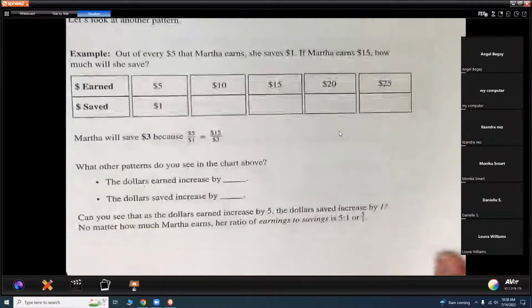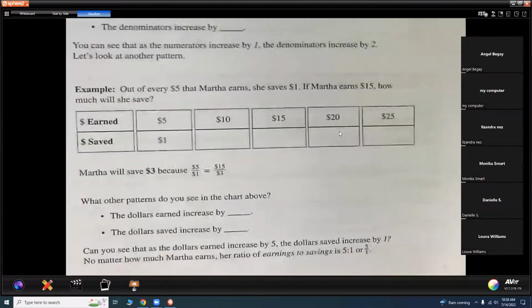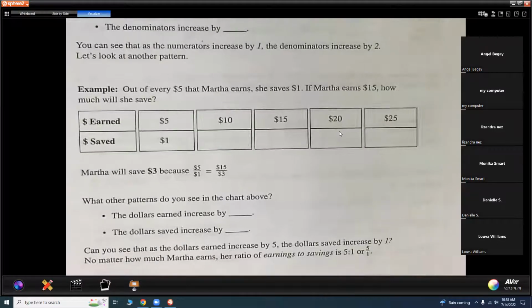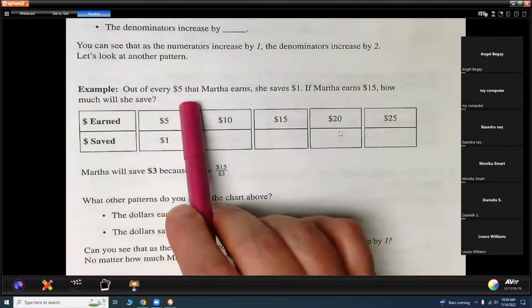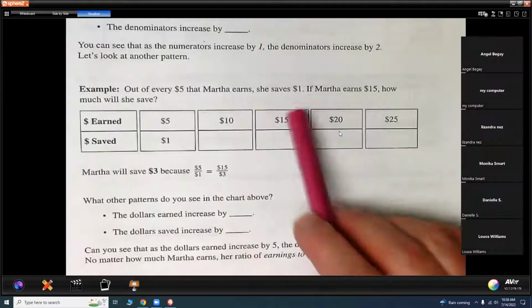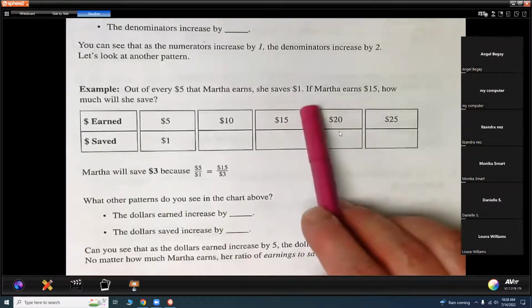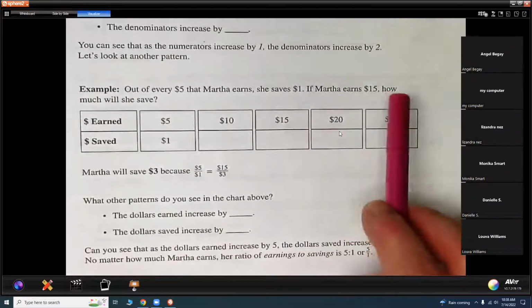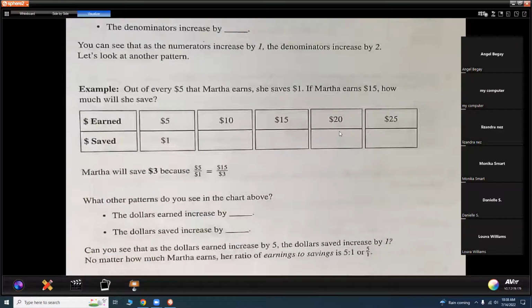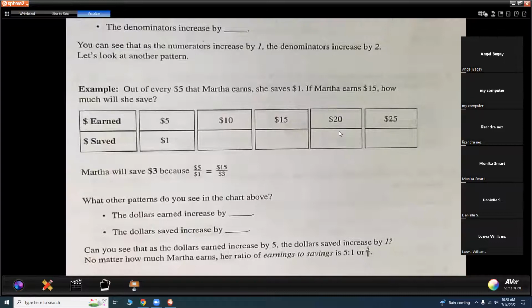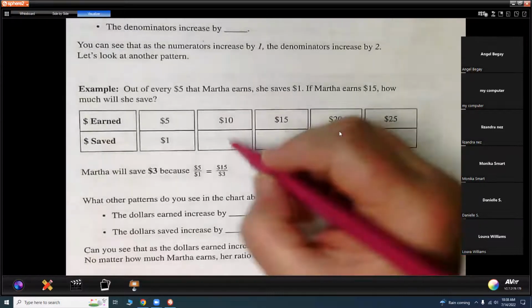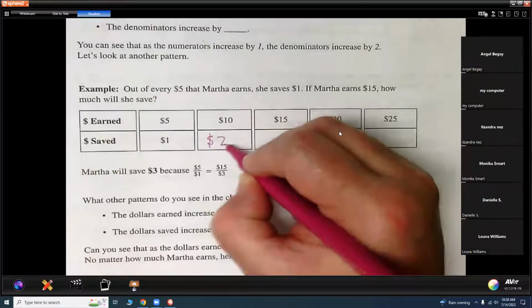Shouldn't be too hard. So then an example here. Out of every $5 that Martha earns, she saves $1. If Martha earns $15, how much will she save? So are you guys seeing that pattern? 3, yeah, good. All right. $2.